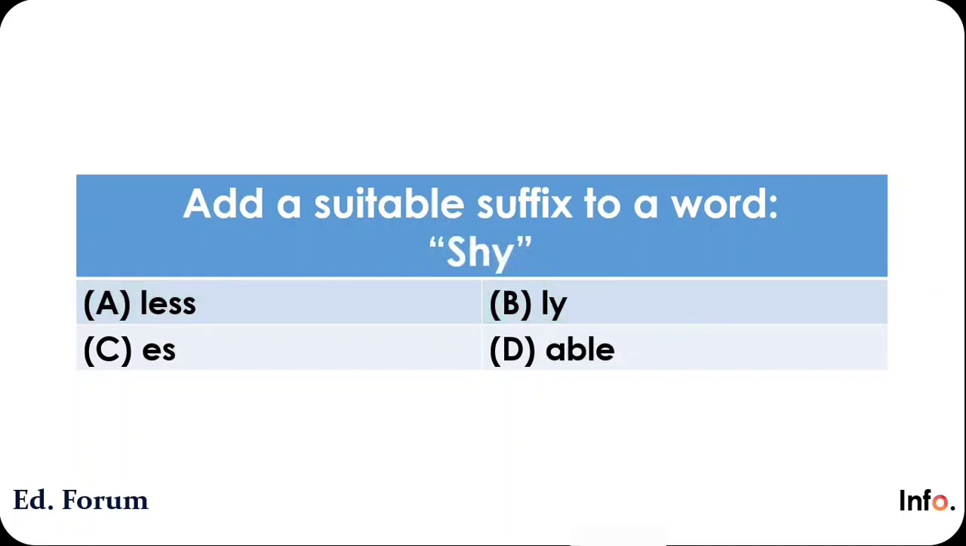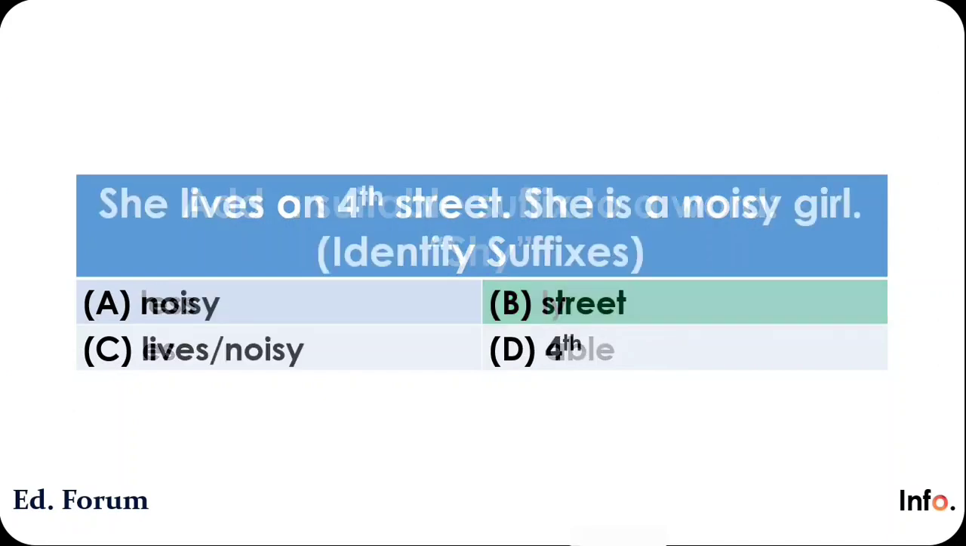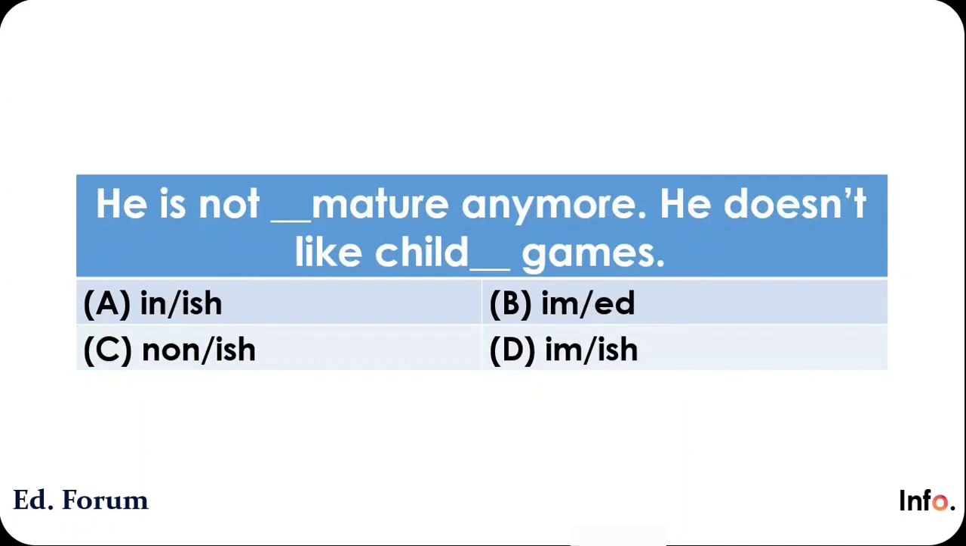Then we have this word, shy. So it is absolutely shyly, right? This is an adverb. Shyless? No. Shies? No. Shyable? No. Shyly is an adverb, actually. She lives on 4th Street. She's a noisy girl. Identify suffixes. How many words are there in this sentence that have suffixes? So there are 2 words basically. Lives, because S is a suffix over here. Live is a root word, and with that S we have the suffix. So lives is a word in which we have used a suffix. And then noisy again is a word in which we have used a suffix.